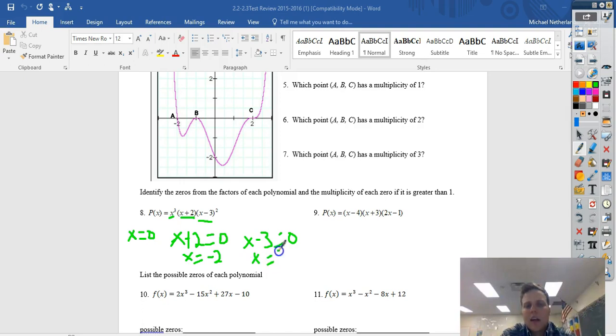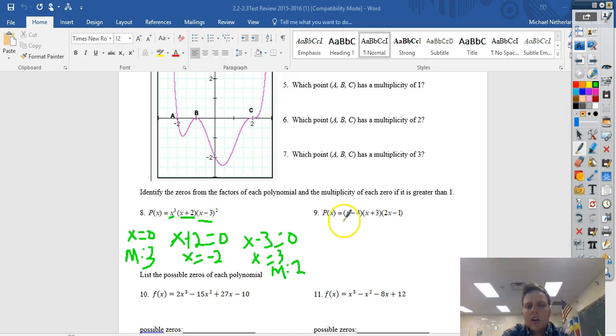And now we need to just state the multiplicities. The x equals 0 came from x cubed, so it has a multiplicity of 3. So I'm just going to put m, meaning multiplicity, is 3. The negative 2 came from x plus 2, which has a power of 1, so it just has a multiplicity of 1. And the 3 came from x minus 3, which was squared, so that means it has a multiplicity of 2.